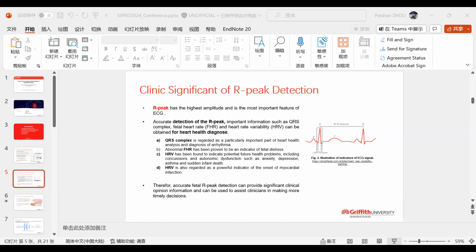And that's why we want to propose an automatic RPIC detection algorithm for the fetal ECG signals. And deep learning technology uses artificial neural networks as the architectures, and it can be used to achieve things like detections, classifications, and predictions. And we think these methods could be used for our research aim.